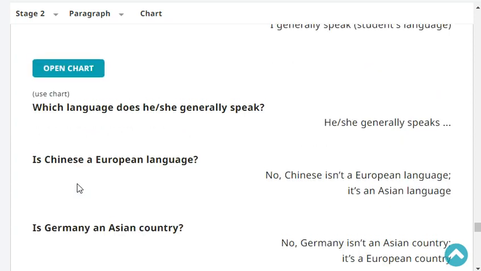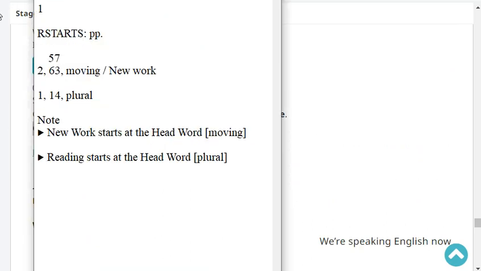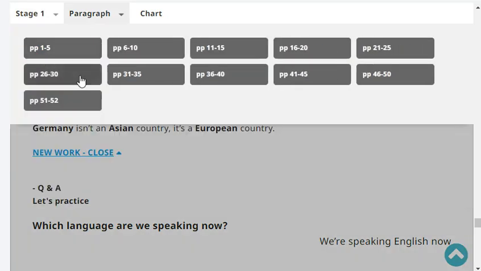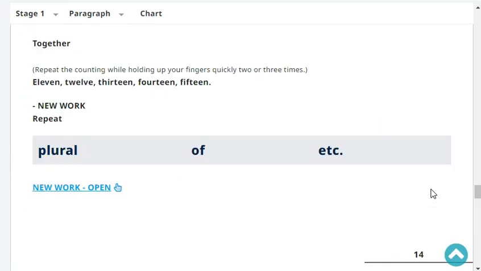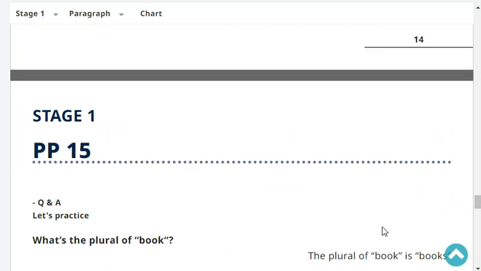Okay. So we stop there. Let's move on to reading. Very good. So our reading is at stage one, page 14. Okay. Start with the word plural, at the bottom, plural of, etc.